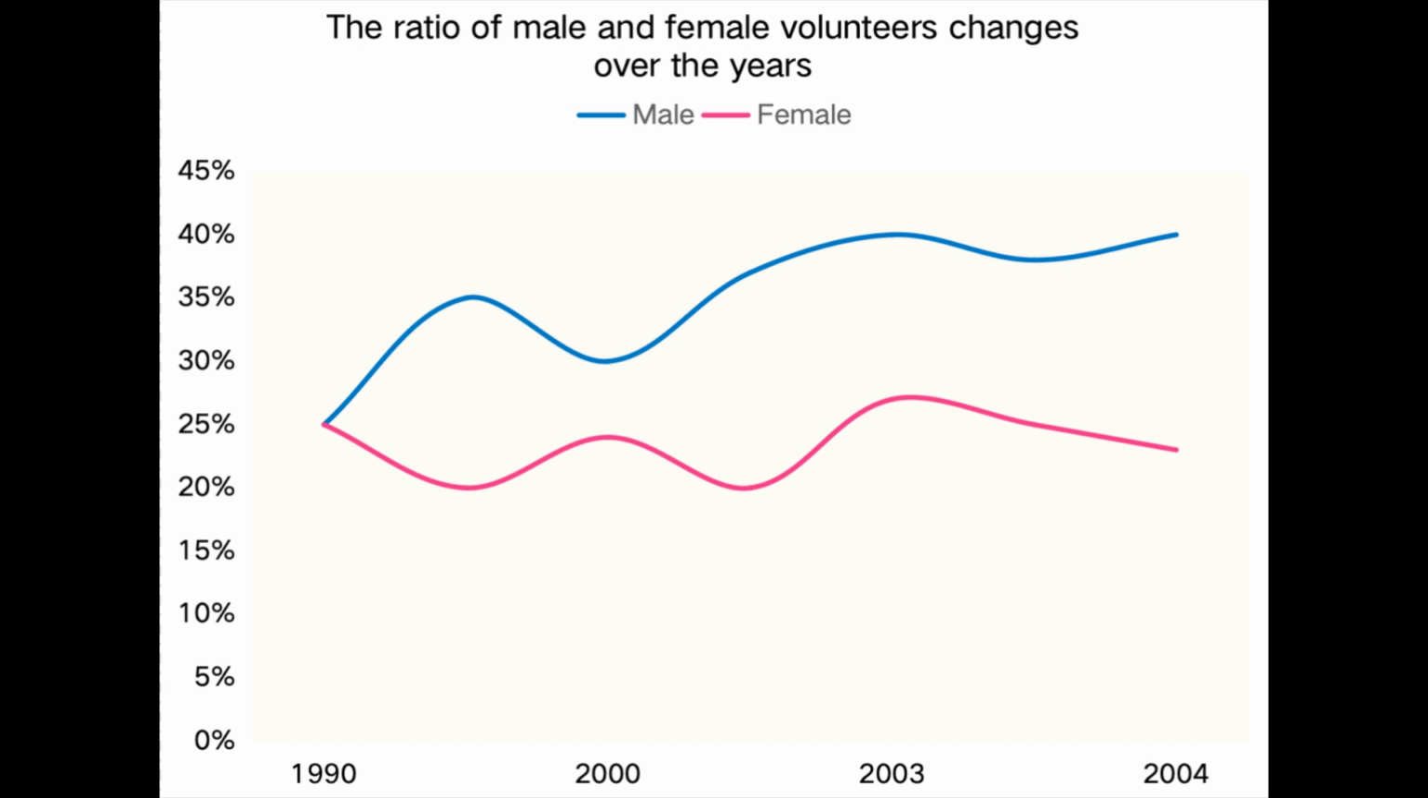According to this graph, the highest value of male is 45, which is in 2004. According to this graph, the value of male is higher than female, and the highest value of female is 30. In conclusion, there is a gap between male and female on volunteer work.